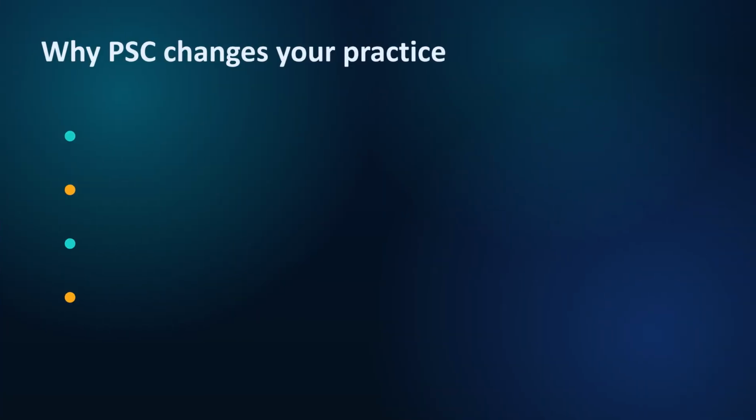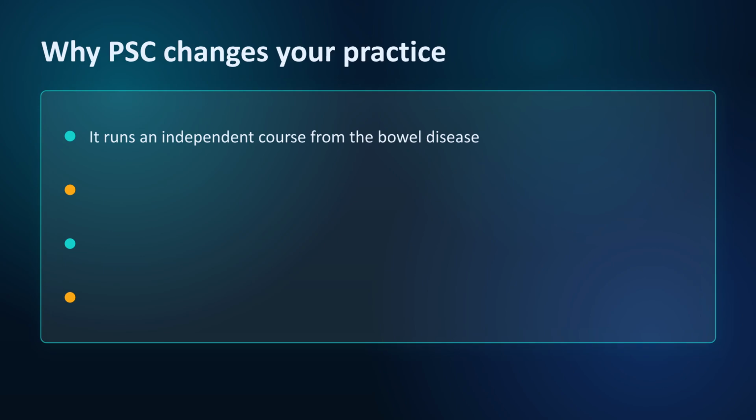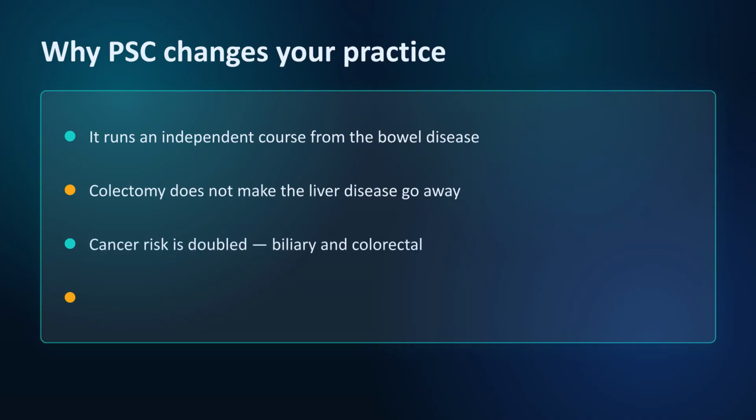Why does that change your practice? Because primary sclerosing cholangitis runs an independent course from the bowel disease. Treating the colitis does not treat the liver, and colectomy does not make the liver disease go away. The cancer risk is doubled in two directions, biliary and colorectal. So in a patient with both conditions, surveillance colonoscopy starts sooner and repeats more often than the usual schedule.